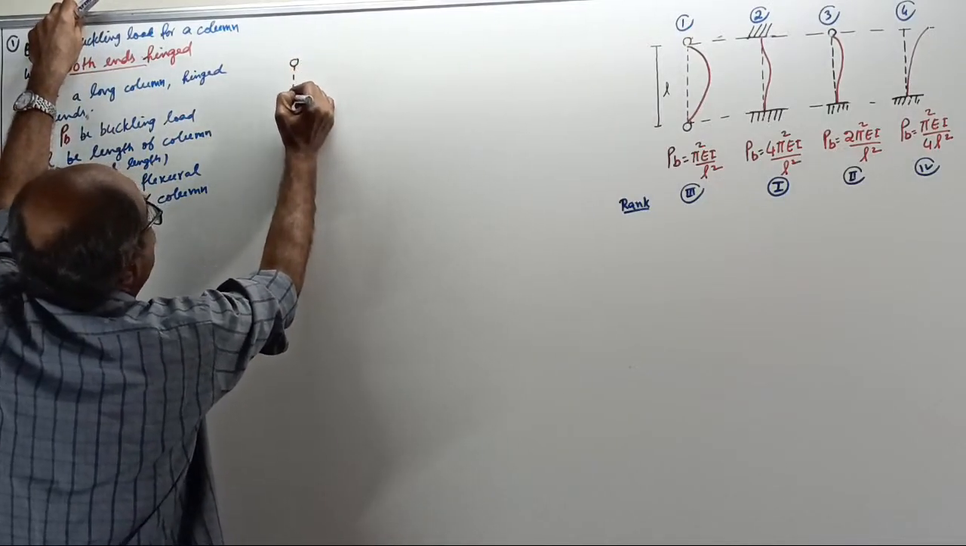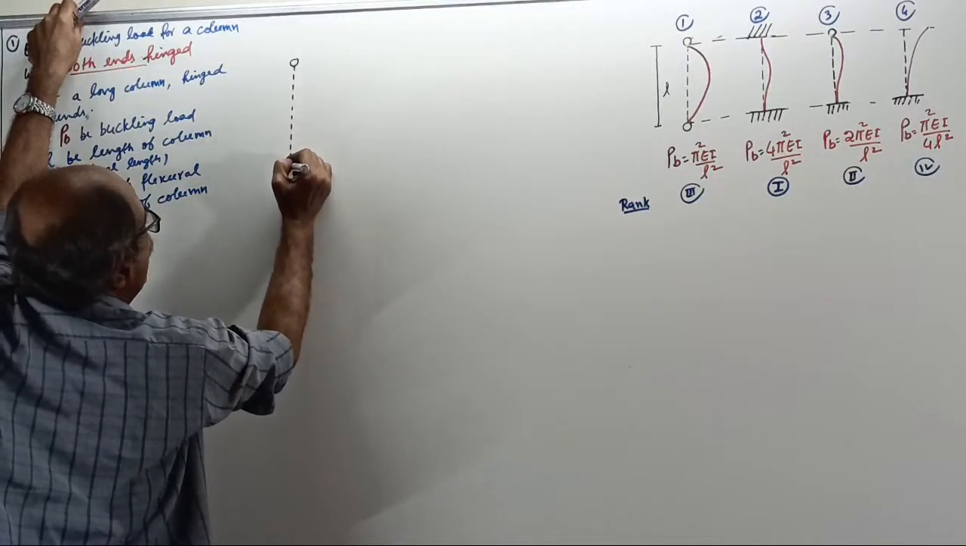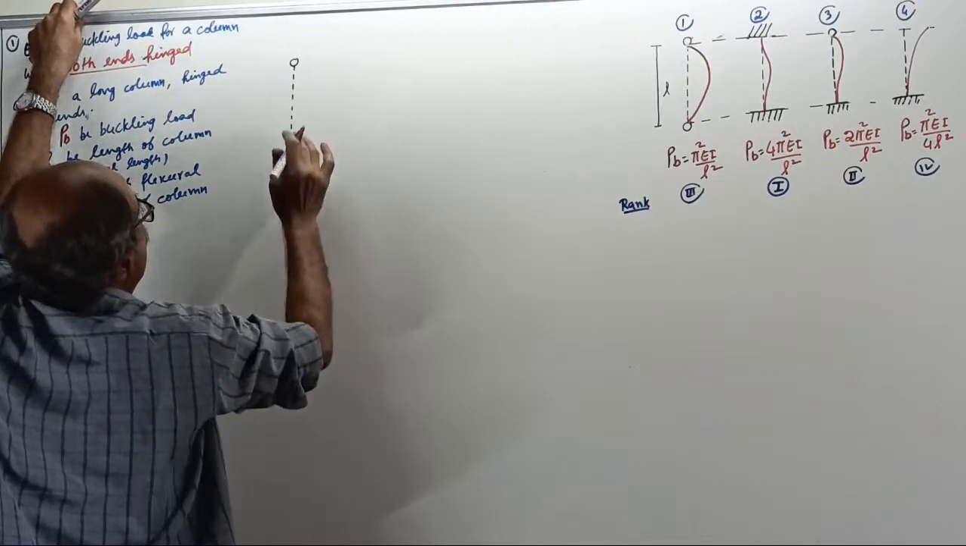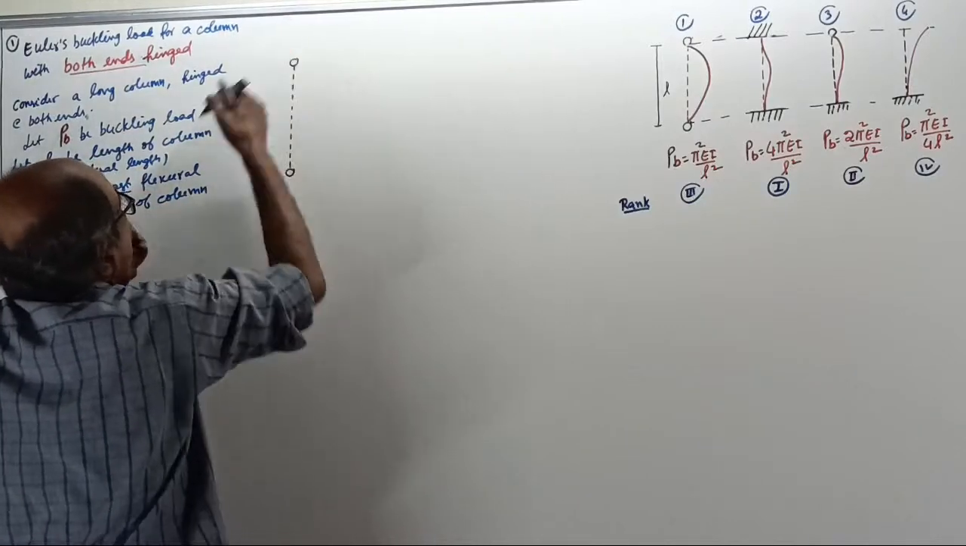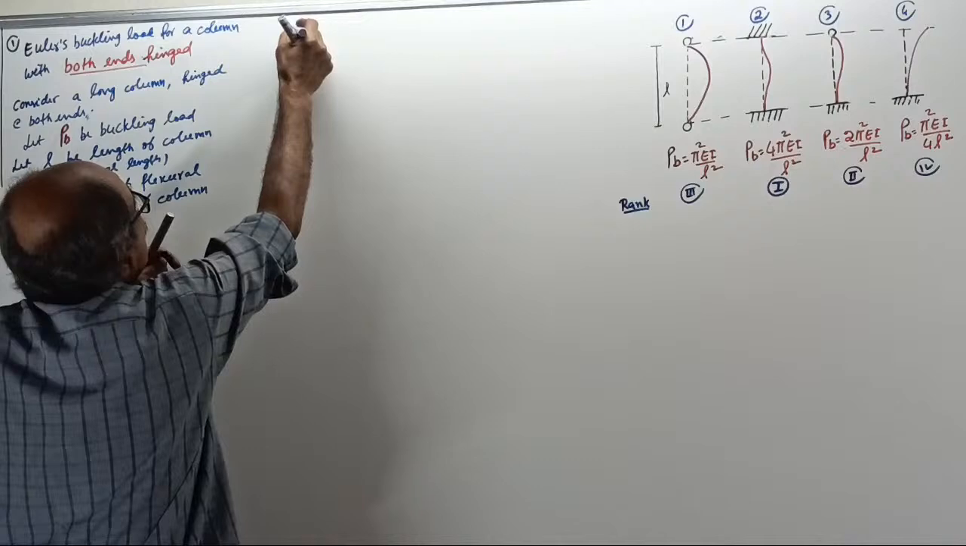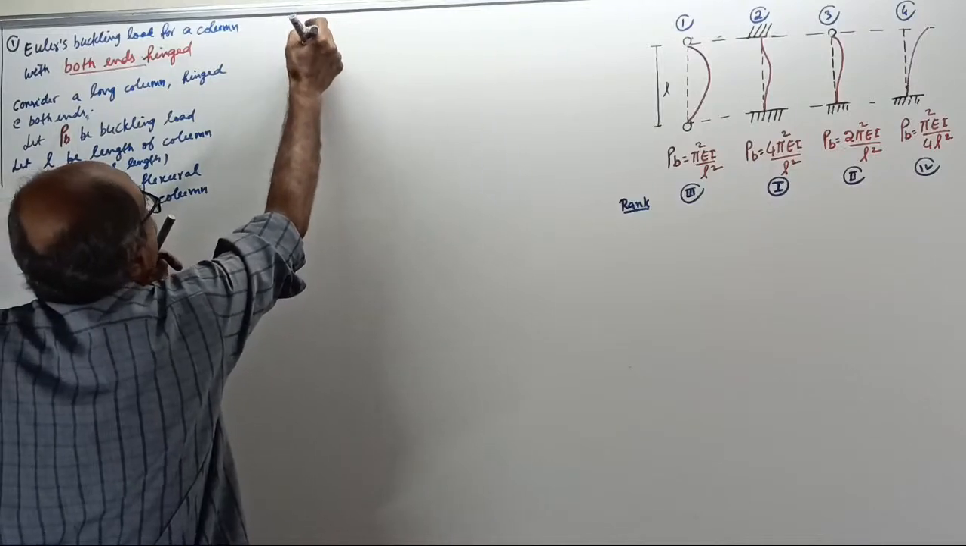See, dotted line. Initially dotted line. Okay, now elastic curve. What will happen? This is the buckling load. This is the load at which the column will buckle, PB.